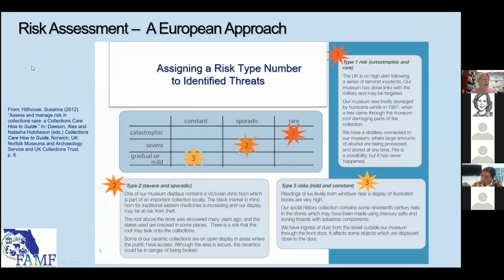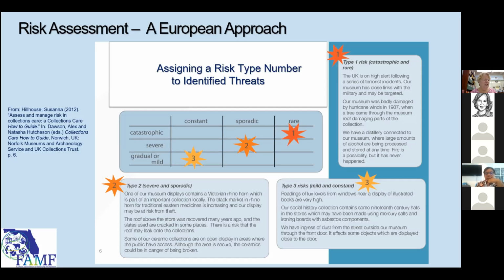The Norfolk Museum and Archaeological Service in Norwich, England, in partnership with the UK Collections Trust, describes the steps for doing a risk assessment in Assess and Manage Risk in Collections Care. Part of a collections care how-to guide series produced by the Norfolk Museum and the UK Collections Trust. They divide the process into 4 steps. Step 1 involves identifying potential threats. I think you're starting to see a theme here.